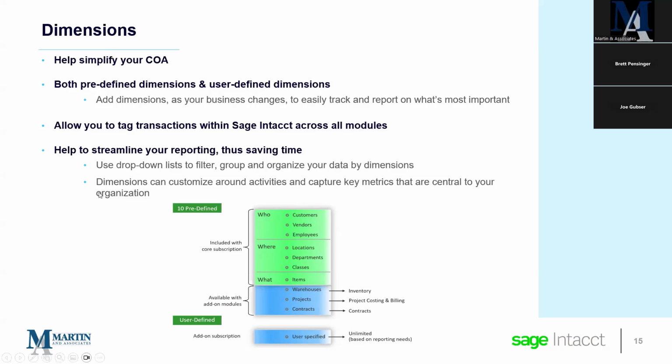These are the 10 predefined dimensions that come with the system. So you have your who's, like your customers, your vendors, your employees, your where, like your location, departments, and classes. These all come with the system.